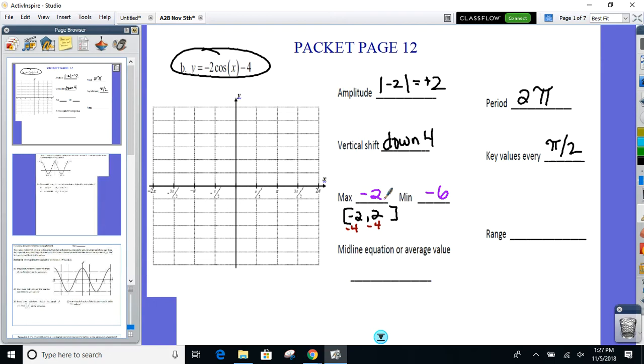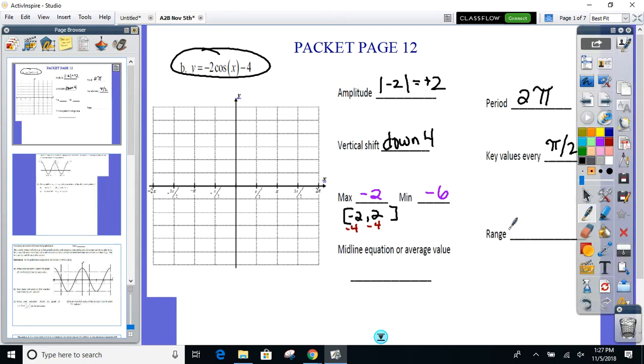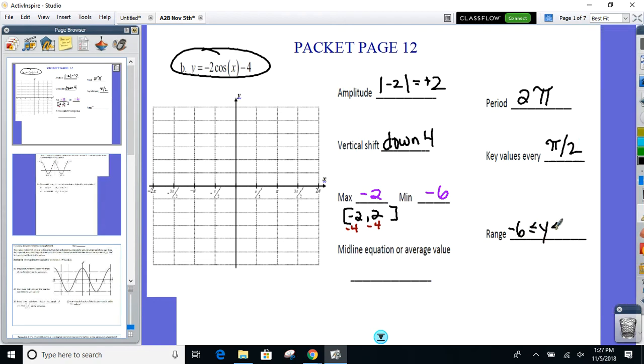If you know those two, you know the range now. The range goes from what to what? Oh, sorry, I got to put the smaller one first. -6 less than or equal to y less than or equal to -2. Or as I discussed all last week, you can also do the brackets for the range.